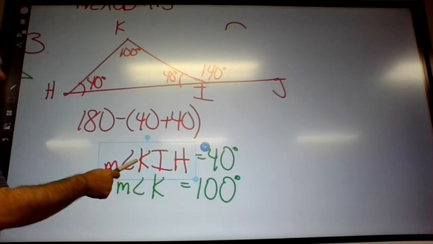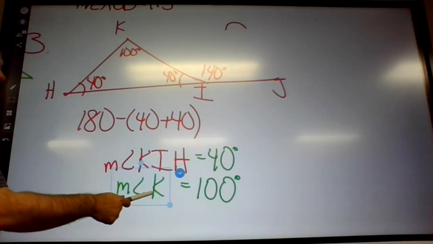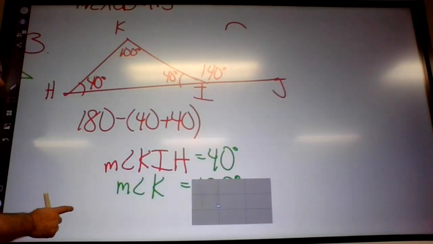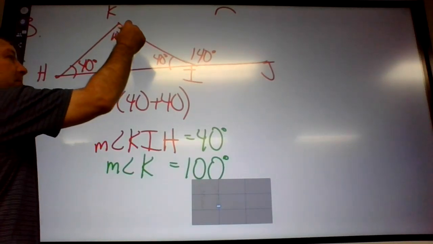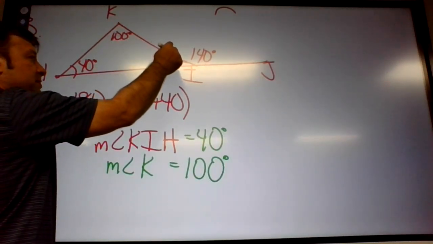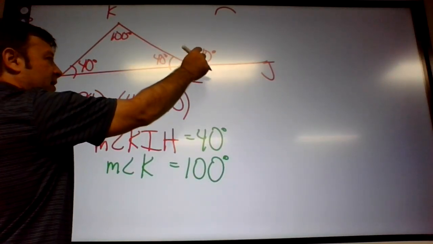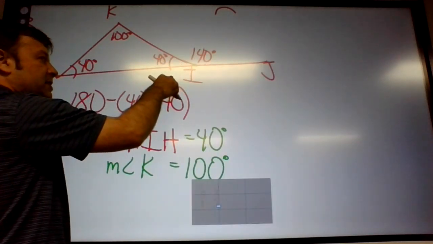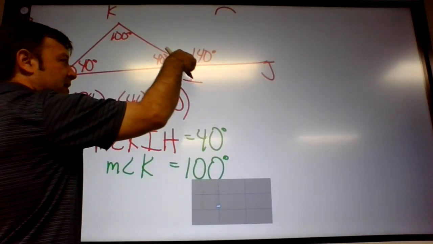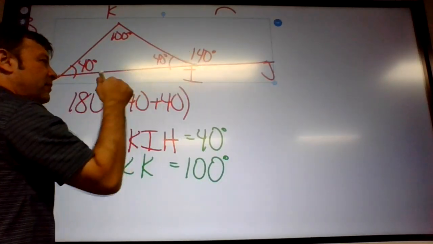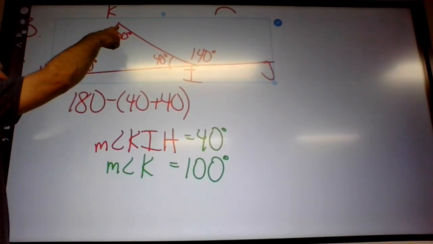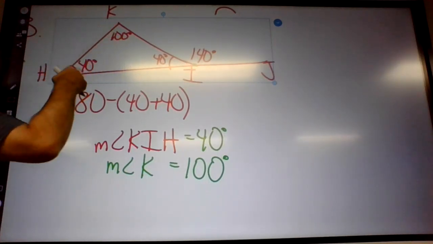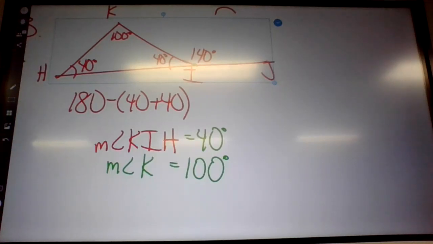Why did they use 3 letters on the first angle and 1 letter on the second angle? Why did they use 3 letters to name this angle, but 1 letter to name this angle? Because at this vertex I, there are 2 different angles. So you can't just call this angle I, because which angle are you referring to? So you have to use 3 letters. But angle K, there's only 1 angle up here, at vertex K. So angle K is clear what angle you're referring to.